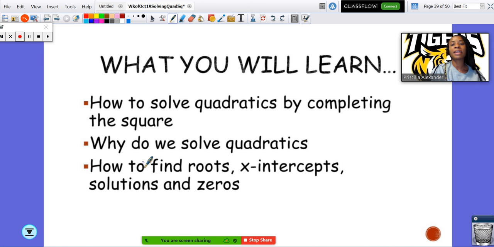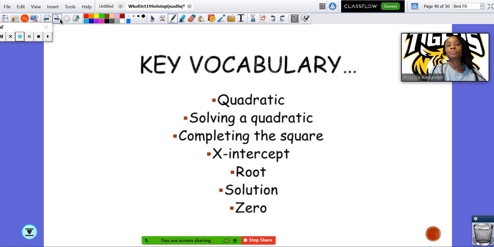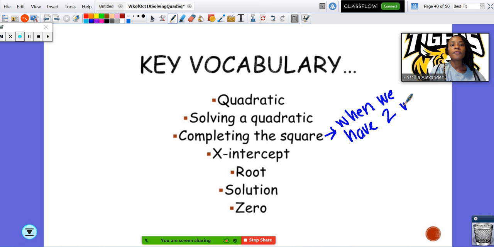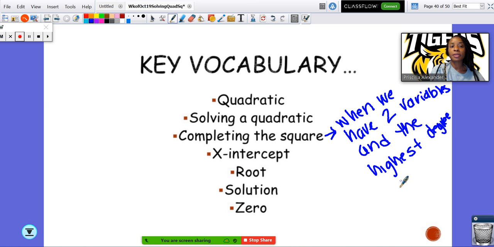Why do we solve quadratics, and how to find the roots, x-intercept solutions, and zeros. I'm not going to do these key vocab again. Only one that's new is completing the square, and I'm going to show you that method. But I am going to tell you we use completing the square when we have two variables and the highest degree or exponent is 2.